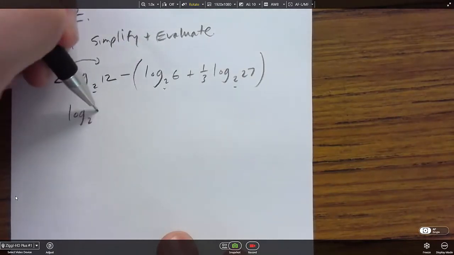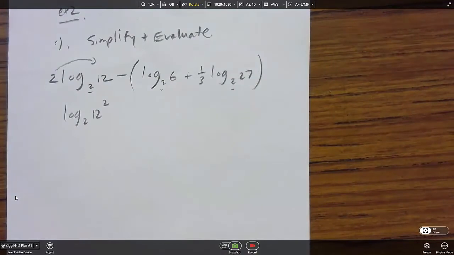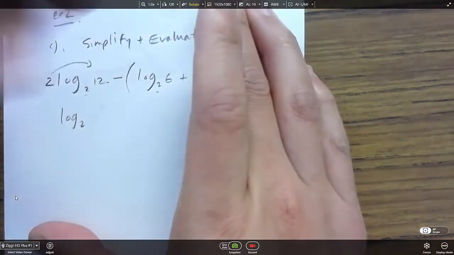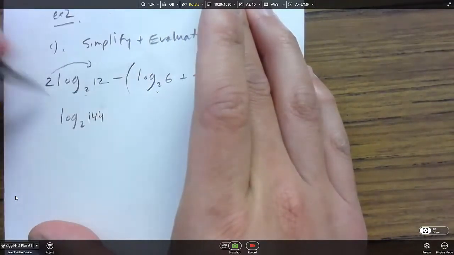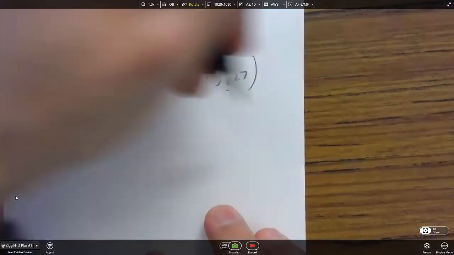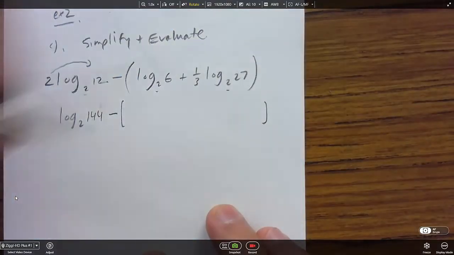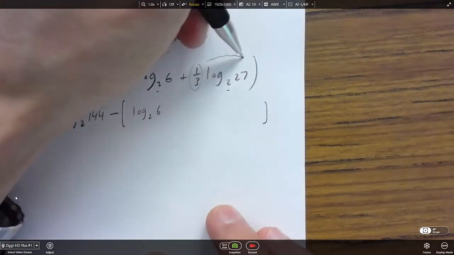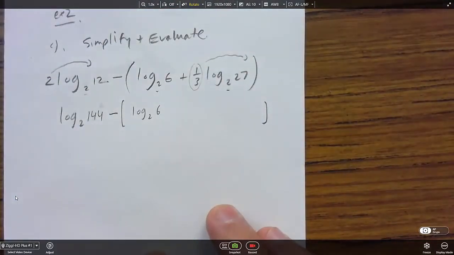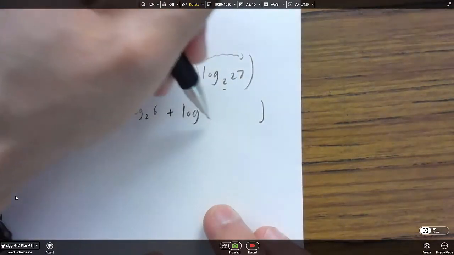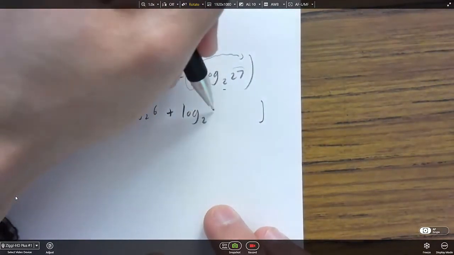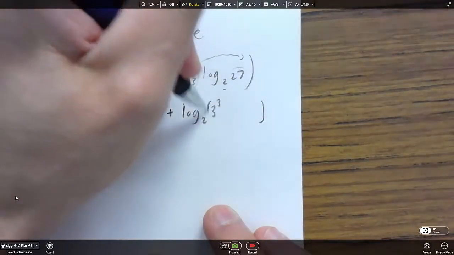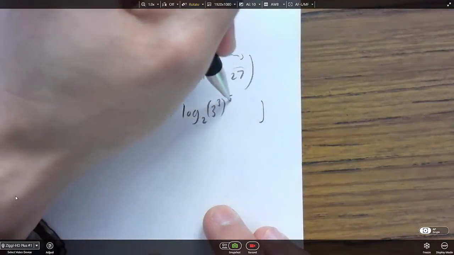So what we have is log base 2 of 12 squared, which happens to be 12 times 12 is 144. So 12 squared is 144. That's this business here. And we have a big minus sign and this big massive bracket here. And so we have log base 2 of 6, and I'm going to throw this all the way up here, back where it came from. Okay, so we have log base 2, and 27 happens to be 3 to the exponent 3. 3 times 3 is 9. 9 times 3 is 27. So that's this 27 to the 1/3.